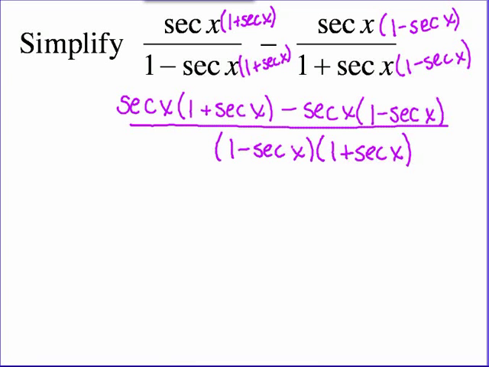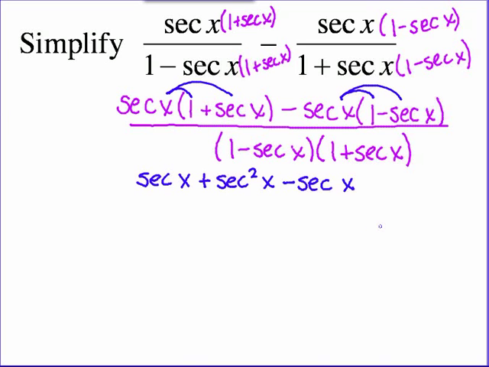Okay. What do you think you do now? Distribute. So I'm going to distribute here, and I'm going to distribute here. Now on the first one, when I distribute, I get secant x plus secant squared x. On the second one, when I distribute, that's actually a negative secant x that I'm distributing. So it'll be minus secant x minus secant squared x.